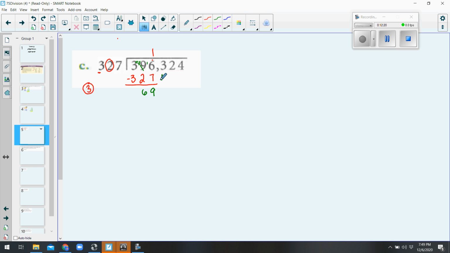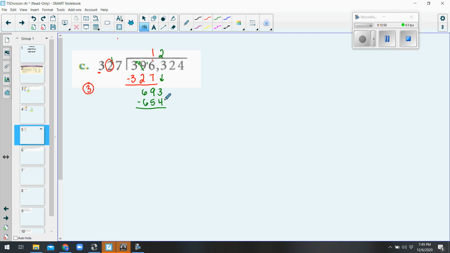So I'm going to bring down my 3. Go back to your guessing number, the 3. Will 3 go into 6? Yes, it will. It will go 2 times. So I'm guessing that 327 will go into 693 2 times. 2 times 7 is 14. 2 times 2 is 4, and 1 is 5, and 2 times 3 is 6.